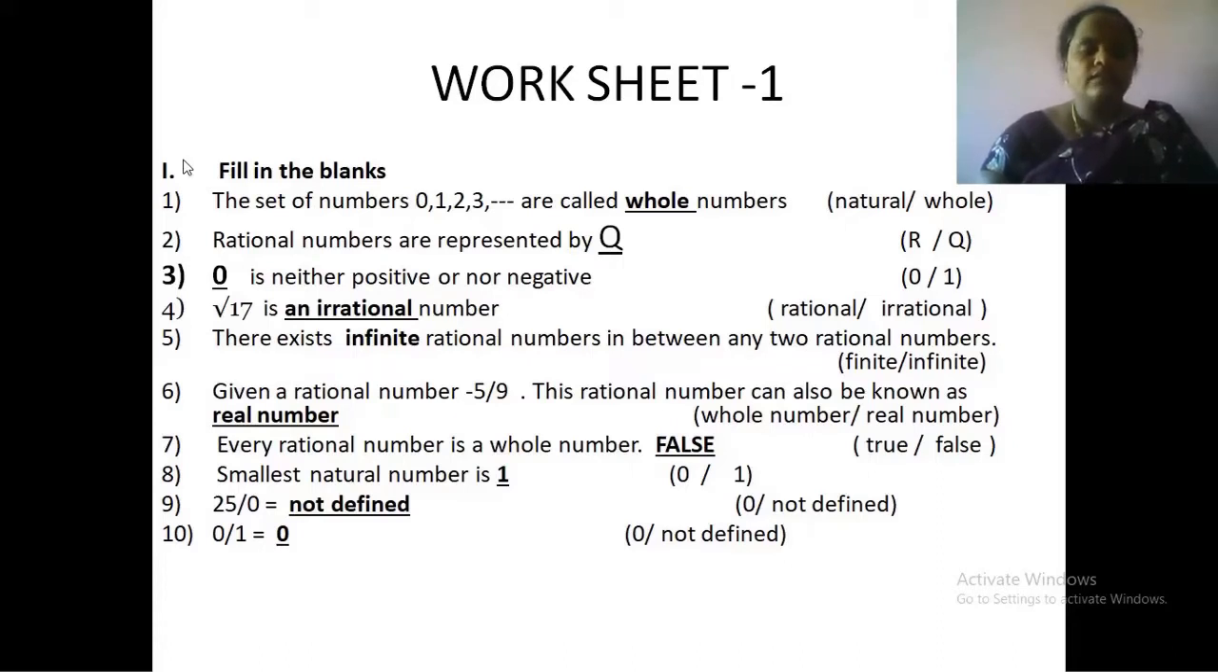Ninth one, 25/0 is dash. Already we have discussed in the last video, division with 0 is not defined. Such numbers do not exist, so the answer is not defined. 10th one, 0/1 is dash. Answer is 0. 0 by any number is 0.